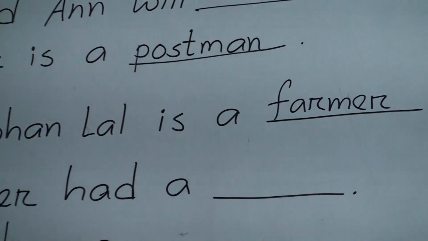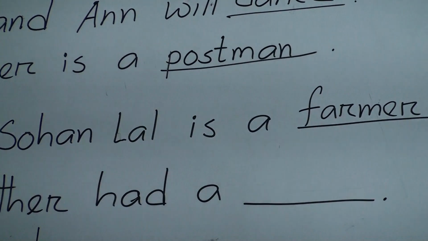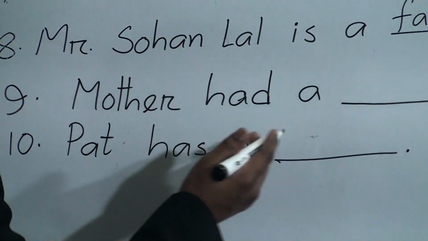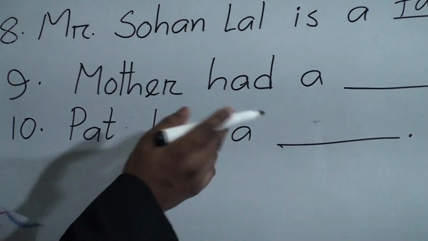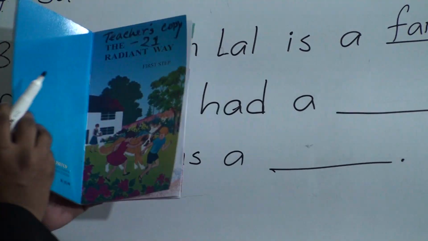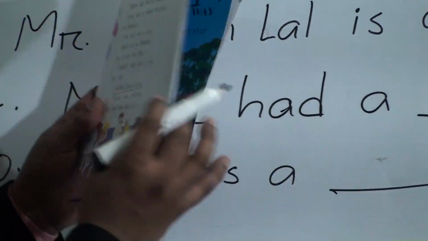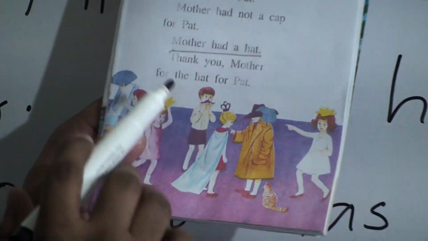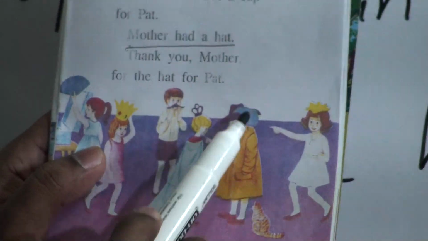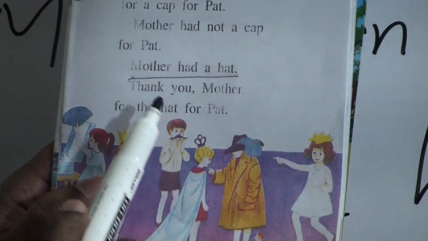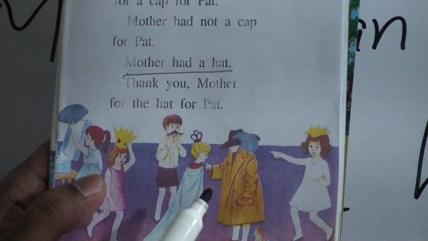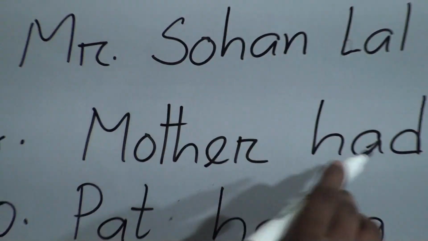So let's go to question number 9. Mother had a dash. So where we will find the answer? You'll go to again the Radiant Way book, page number 11. You can see mother had a hat. This is the mother, and mother had a hat. Hat means cap. The word hat is missing here. So we have to write the word: mother had a hat.